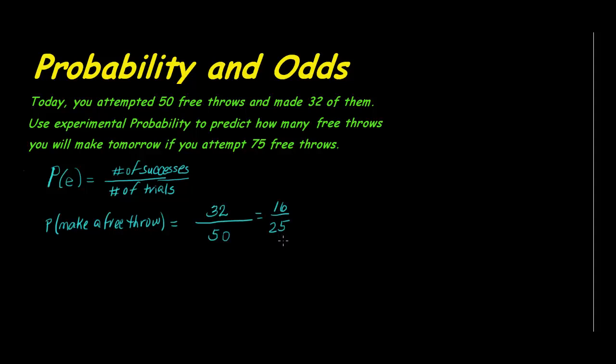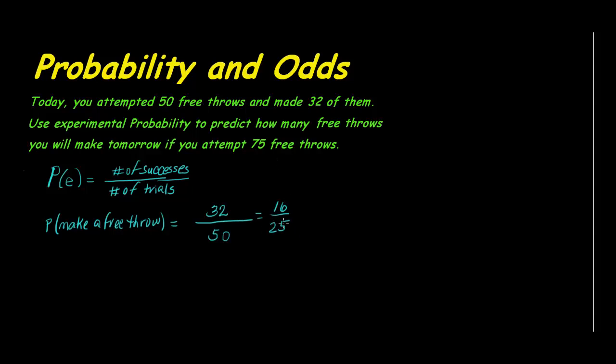Now, since I'm going to make a prediction about how many free throws he will make tomorrow, I'm going to leave this as a fraction because it's going to be more useful this way than if I turn it into a decimal. So now they're asking you, tomorrow you're going to have 75 trials. Today you had 50. Out of the 50 you made 32. Tomorrow you're going to have 75. How many of those 75 will you make according to this probability of the amount you made yesterday?